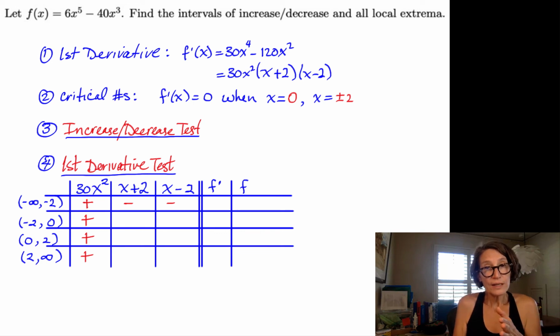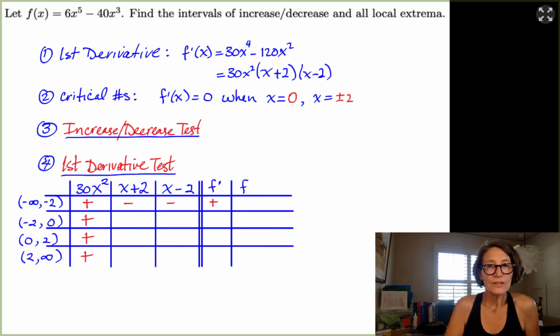So now we can figure out if f prime is positive or negative on the interval from negative infinity to negative 2. F prime is 30x squared times x plus 2 times x minus 2, so it's a positive times negative, which is positive. So f prime is positive on that entire interval. So now, since f prime is positive on the entire interval, that means the function f is increasing on the interval from negative infinity up to negative 2. So I'm going to put a little symbol there saying f is going up. I could write the word increasing too.